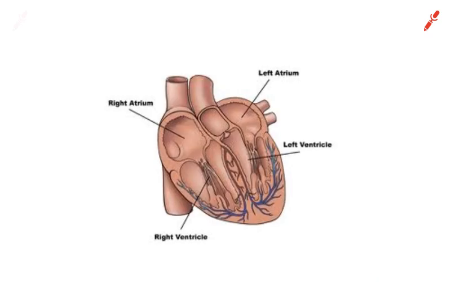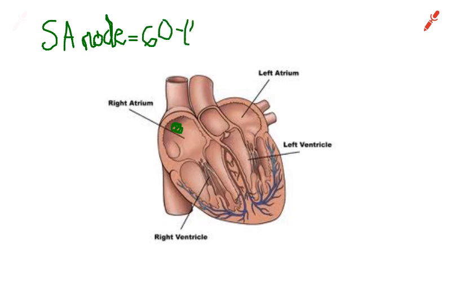Now, going back to the pacemakers of the heart, because I'm sure this will be a question asked on the exam. The main pacemaker of the heart is the SA node. The SA node beats by itself every 60 to 100 beats per minute. This is autorhythmic by itself with no impulse.